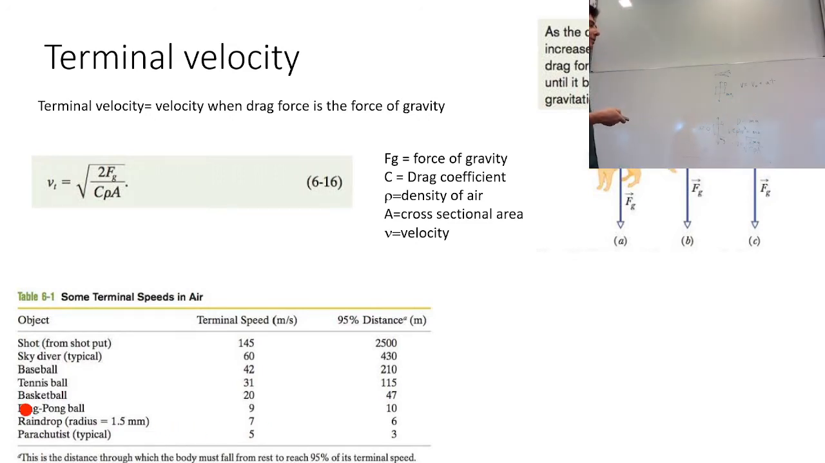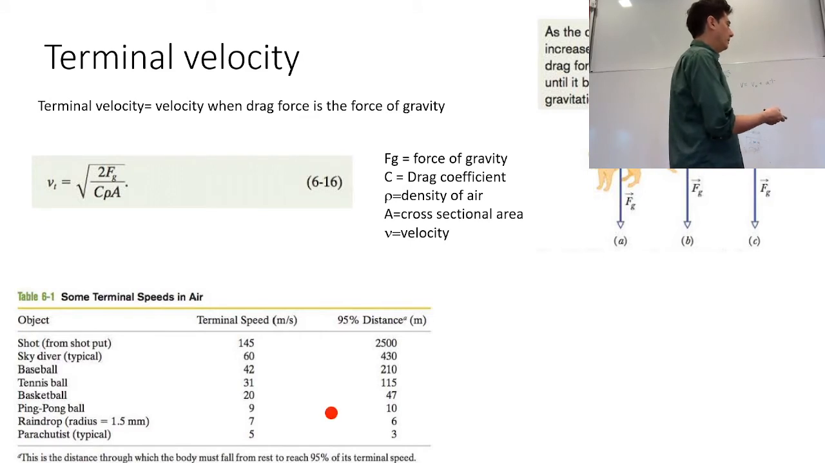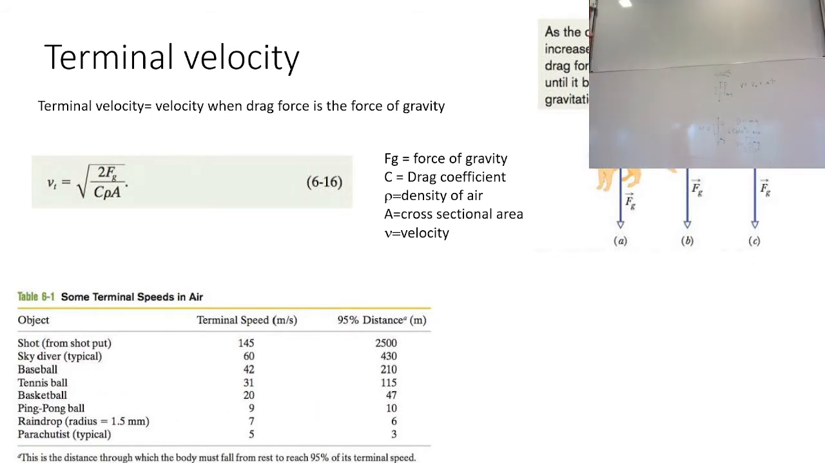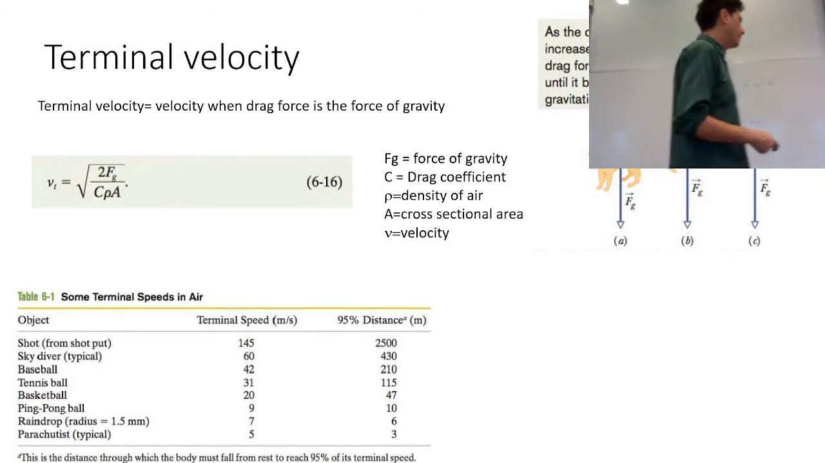Something like a raindrop is actually not moving very fast. This is why if you're walking through the rain, it doesn't hurt that much. Interesting. A ping pong ball is a bit faster than a raindrop, so I wouldn't have expected that. I would have expected a ping pong ball to be very, very slow. I mean, you can imagine how fast a ping pong ball goes. It's usually not so fast.